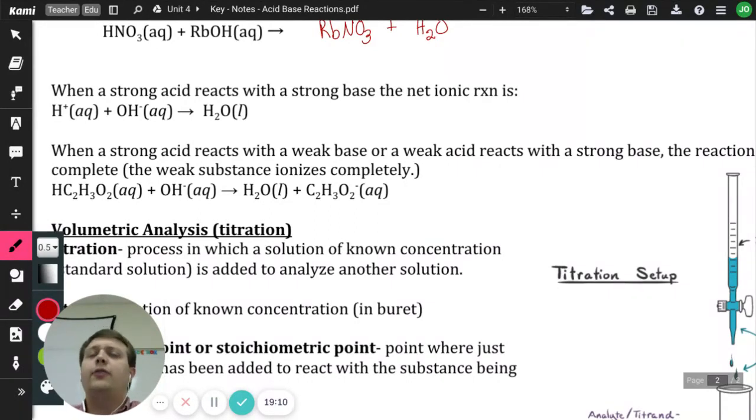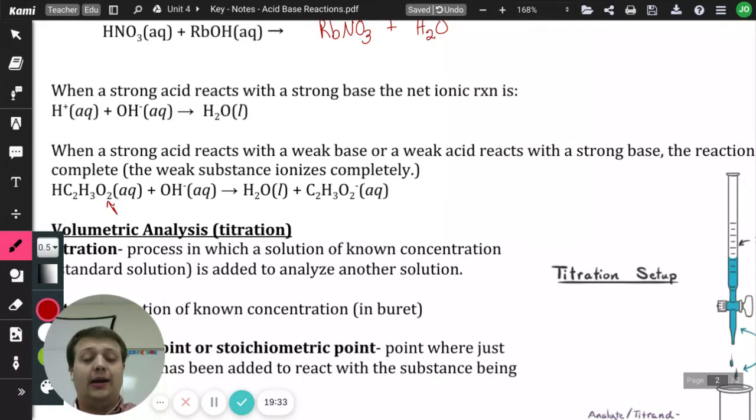Well, if you remember, our strong acids and strong bases are going to completely dissociate, right? So they're going to completely ionize. However, weak acids don't normally do that. And so as a result, when we take something like our acetic acid here and we put it into that base, we're going to start off as acetic acid. It is dissolved in water, but it's not ionized in water.